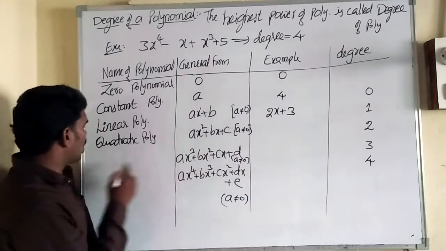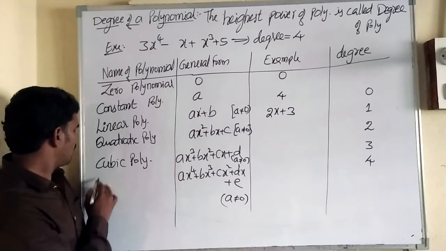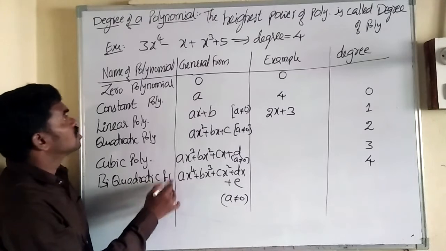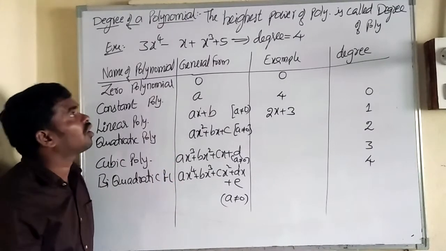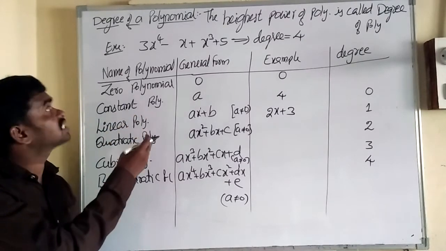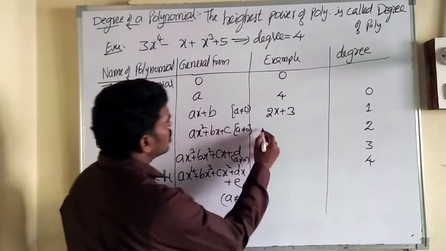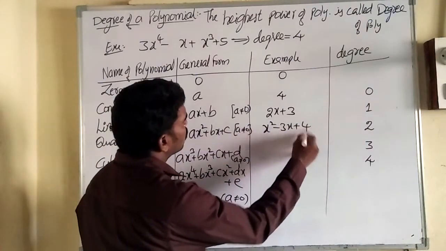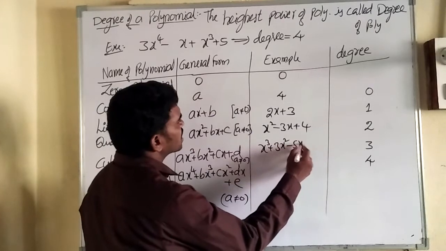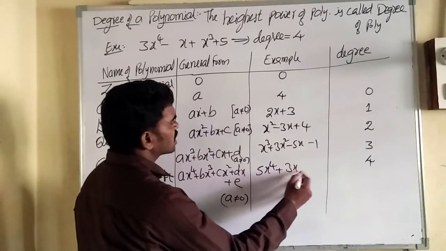And next one is cubic polynomial, and the next one is biquadratic polynomial. So make this table all one by one. First one definition, next examples, next degree of polynomial, next table. Example, some x square minus 3x plus 4; cube, x cube plus 3x square minus 5x minus 1; x power 4, 5x power 4 plus 3x minus 5.